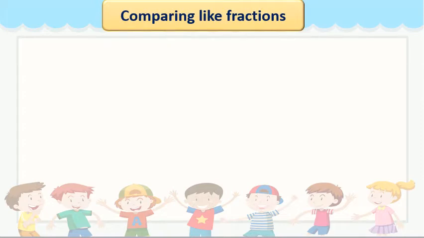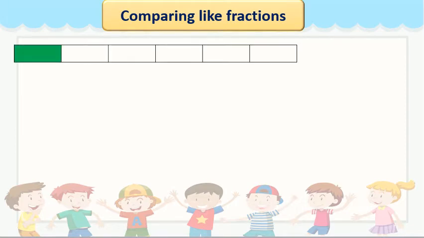Now comparing the like fractions, again remember that like fractions means the denominator should be same. We will compare the like fractions. See dear students, here a rectangle is divided into 6 equal parts and one part is colored. How will we write this in the fractional form? 1 upon 6, isn't it?